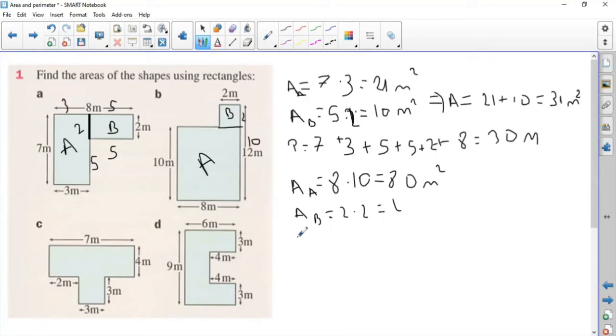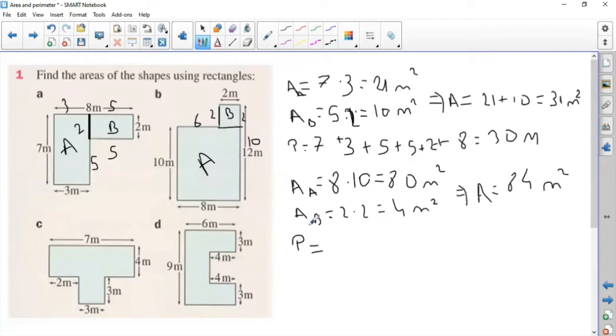So the total area will be 80 plus 4, 84. I'm writing directly: 84 meters squared. What about the perimeter? Now we have to find another side. We found this one was 2, so this side is going to be 6. So this one is 6. What about this one? 2, since it is the square.